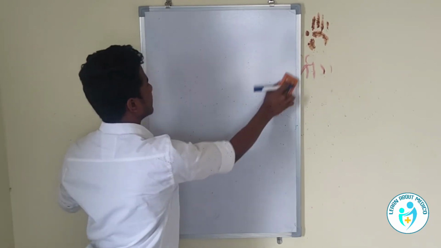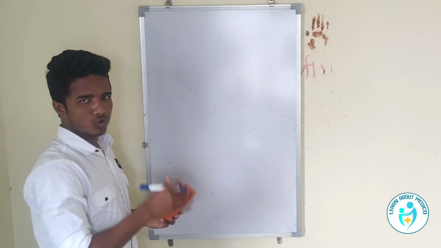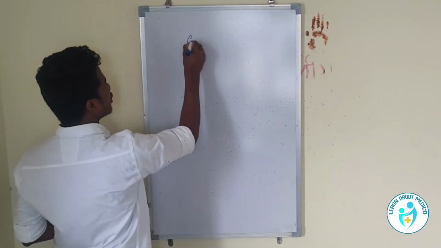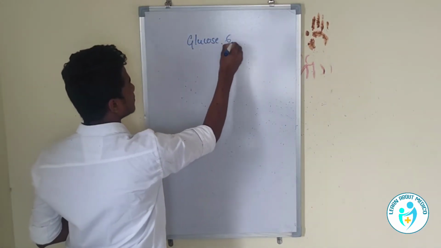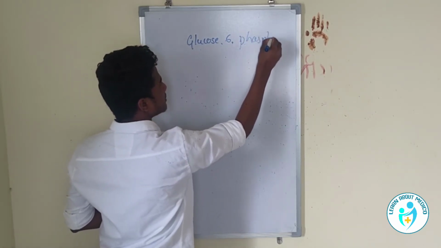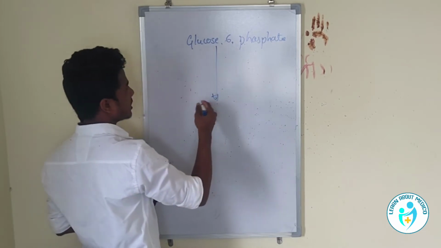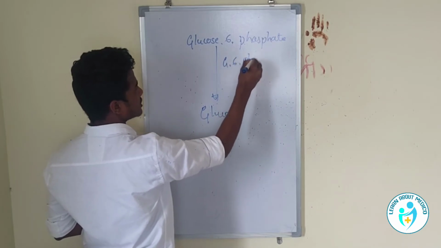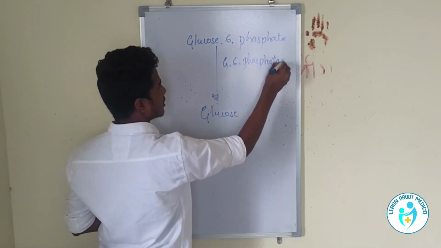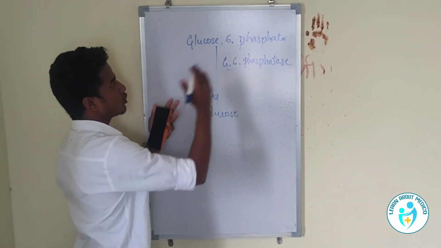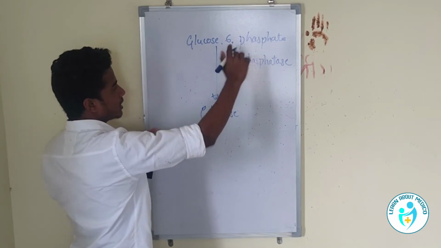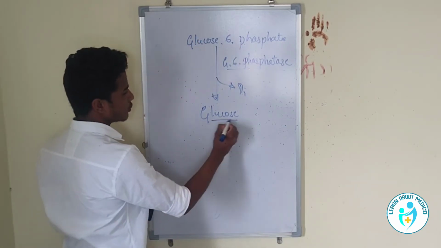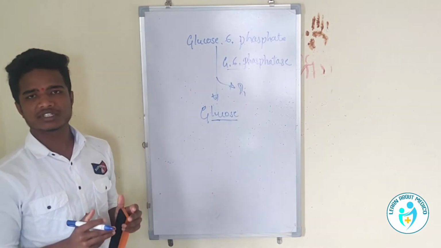And the first step of glycolysis, which is irreversible, is glucose being converted into glucose 6-phosphate. But in gluconeogenesis, we have to reverse it. Glucose 6-phosphate is converted into glucose with the help of the enzyme glucose 6-phosphatase. This enzyme breaks down the phosphate group from glucose 6-phosphate, releases inorganic phosphate, and gives the glucose molecule.